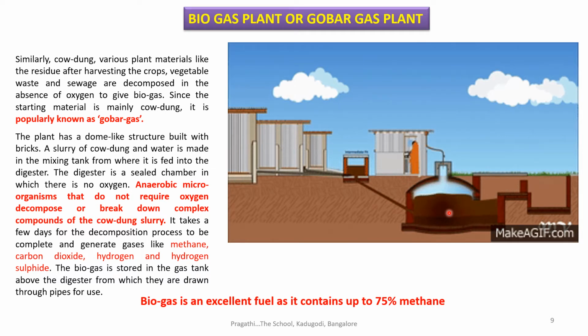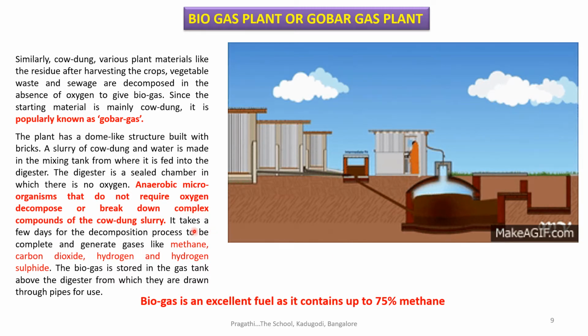What happens? It starts decaying. Once the decaying happens, the gas is liberated. The methane gas is liberated. You can see the white smoke which is coming. That is the methane gas, which is used for cooking. See here, the pipeline is given to the house. We can connect the pipeline to all the houses, and we can use this gas for cooking. So that is the use of gobar gas.